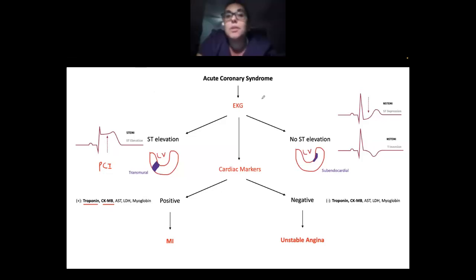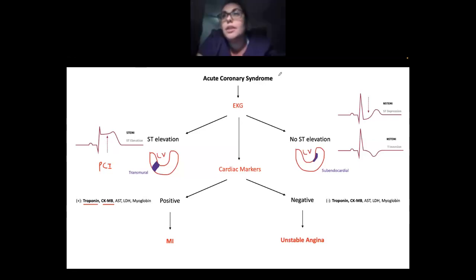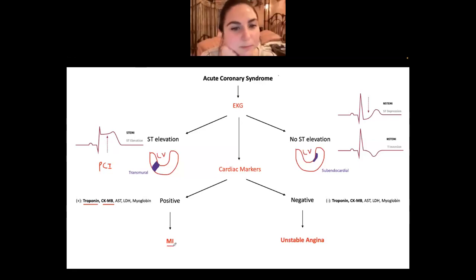Oh yeah, I'm so sorry. No, good. And in a STEMI, you would still see the enzyme elevation, no? Yes. Okay, cool. So just that if it's negative, it's unstable.